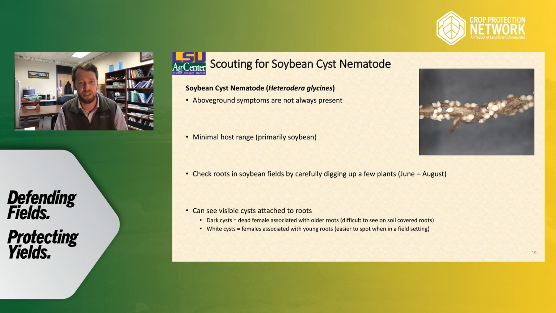See if they have any visible cysts attached to the roots. The dark cysts, these are the dead female soybean cyst nematodes. They're often associated with the older roots, and they can be kind of difficult to see in a field setting, particularly if the roots are still covered in soil. The white cysts, these are the females that are associated with the younger roots, and they're easier to spot when you're in a field setting. And we see a photo of that in the top right. Here's a soybean root with a whole bunch of soybean cysts attached to it.